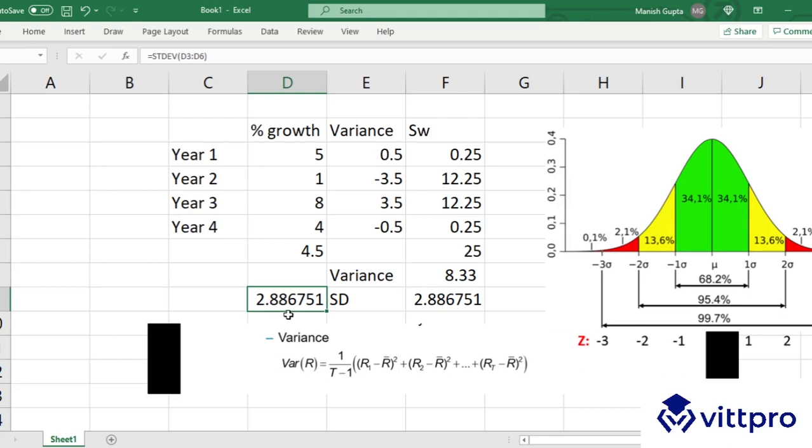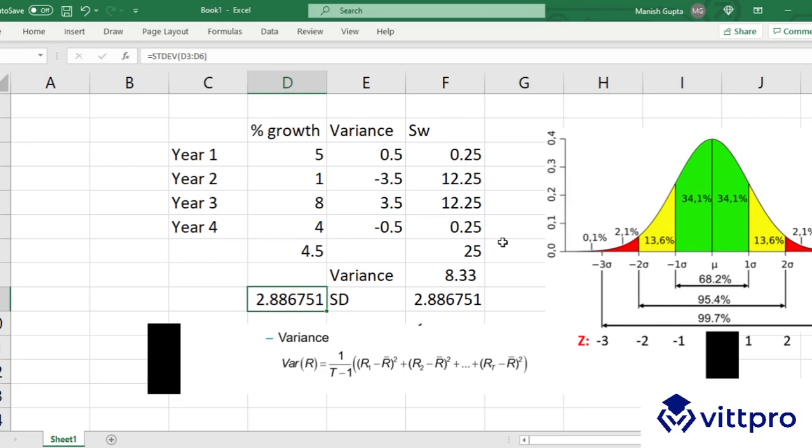You can see now, the formula is the same. STDEV D3 to D6, the standard deviation comes to 2886751, and the way we calculated manually is also 2886751. If, let's say, the standard deviation falls in the green line, it means it is the safest. The performance will never go higher or lower. It will deliver consistent results.